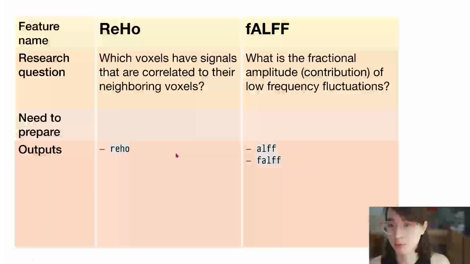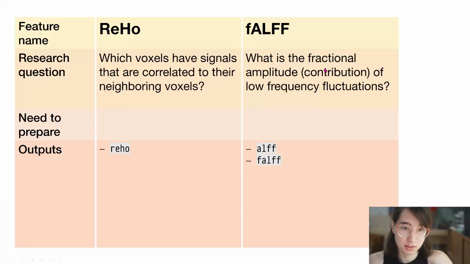Finally, what you can calculate with HALFpipe is also regional homogeneity. So the research question is, which voxels have signals that are correlated to their neighboring voxels. Also the fractional amplitude of low frequency fluctuations. So what is the contribution or proportion of those low frequency fluctuations in the total signals. And for those you also get different maps out.